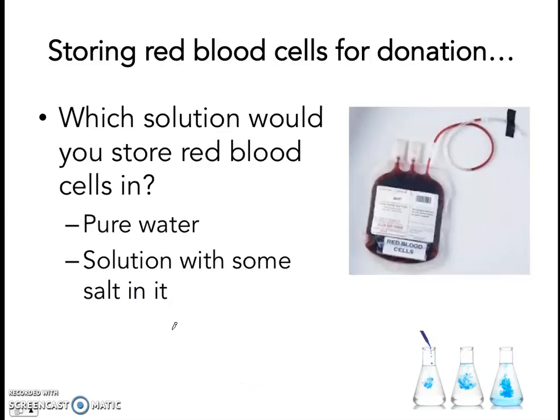But before you watch this video, I want you to think about this question. See, in hospitals, we store red blood cells for donation. It's very important. Some people draw blood. I've never done it before. Maybe some of you have. But when you draw the blood, you've got to store it. Now think about it. Okay, which solution would you store your red blood cells in? Would you put them in pure water, which is so full of pure goodness? Or would you put it in a solution with some salt inside? Think about this question, and we'll get back to it next time. Till then, take care.